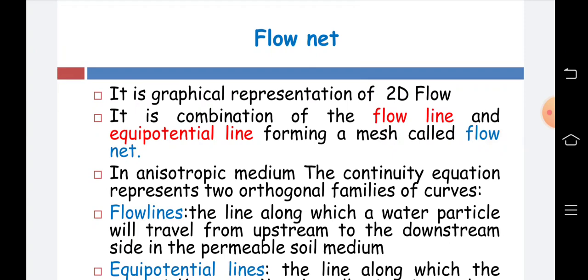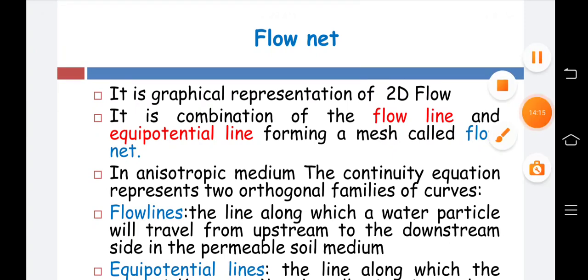It is a combination of flow lines and equipotential lines, or we can say this Laplace equation gives two sets of curves, namely equipotential lines and flow lines, forming a mesh or a net, which is called a flow net.